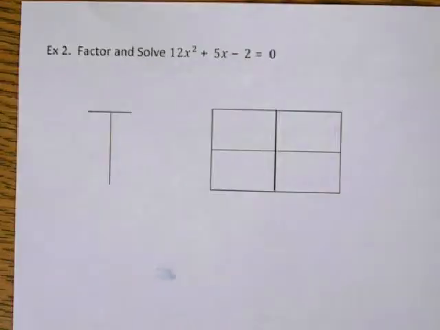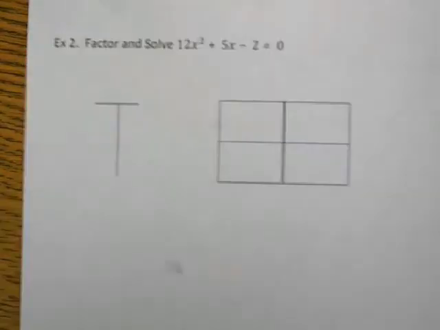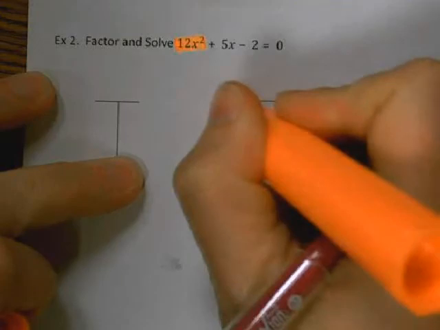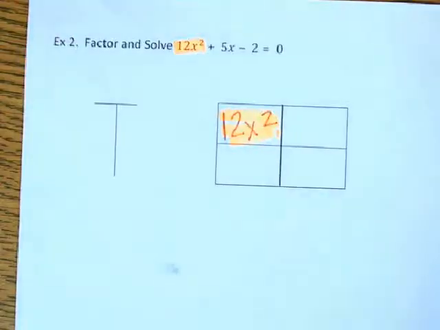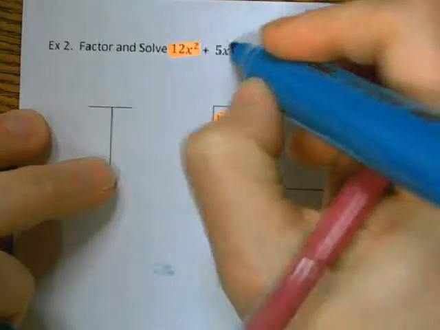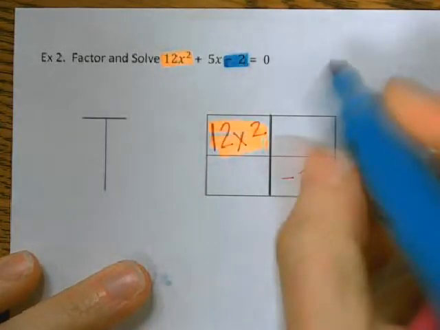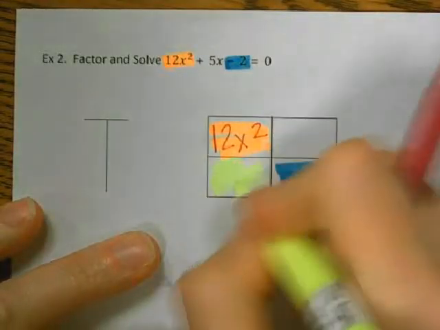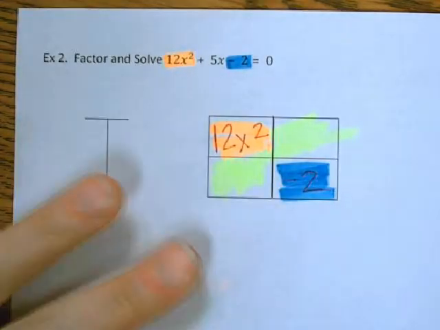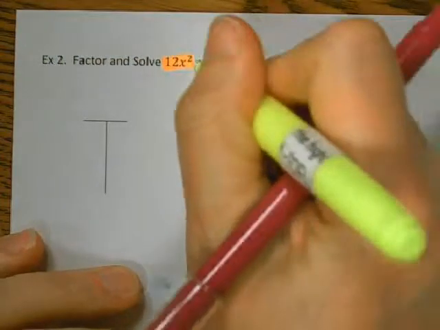Okay, so let's look at example 2. So the first thing I like to do is say, okay, well, I need to put these numbers in the box. So remember that the 12 goes in the first box, 12x squared goes in this box, and negative 2 goes in the last box. And I'm highlighting it just so that I have it for later. Now you're going to say that these two boxes here add to what? 5x. They add to 5x, that middle term.